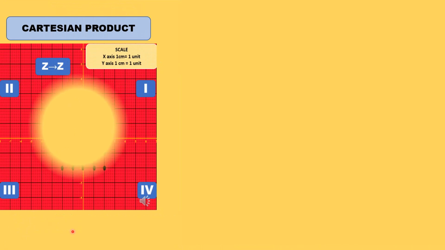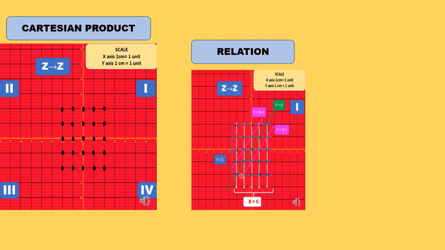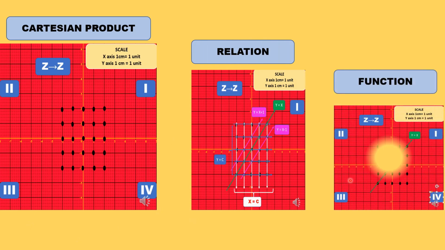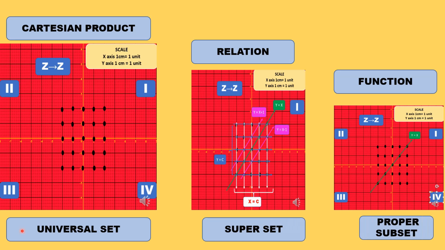Cartesian product. Cartesian product is a universal set from which relation is a subset, and function is a subset of relation, and relation is a superset of function, and relation is a subset of Cartesian product. So Cartesian product is the universal set, relation is a superset, and function is a proper subset. This is the relationship among Cartesian product, relation and function.